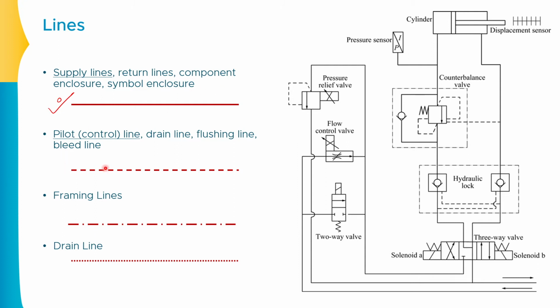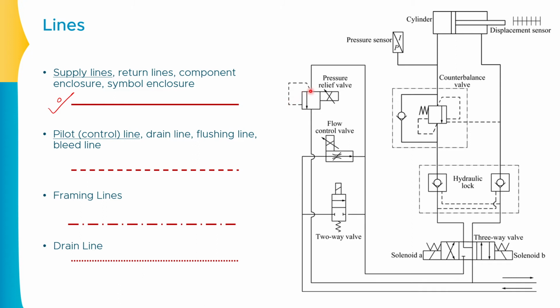The second line is the dashed line. Now, if you observe, the dashed line is available over here. Now, what is the purpose of this dashed line? This dashed line is used as a control line. So what will happen over here?